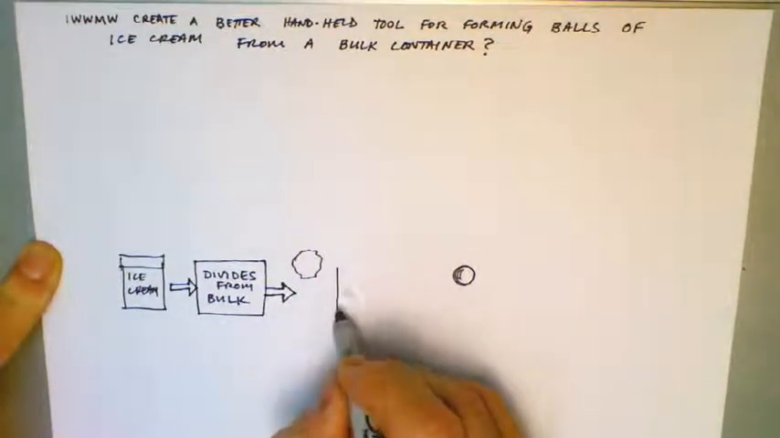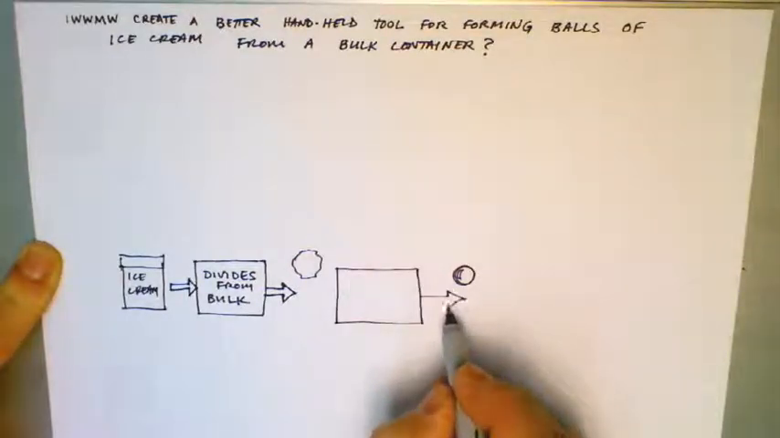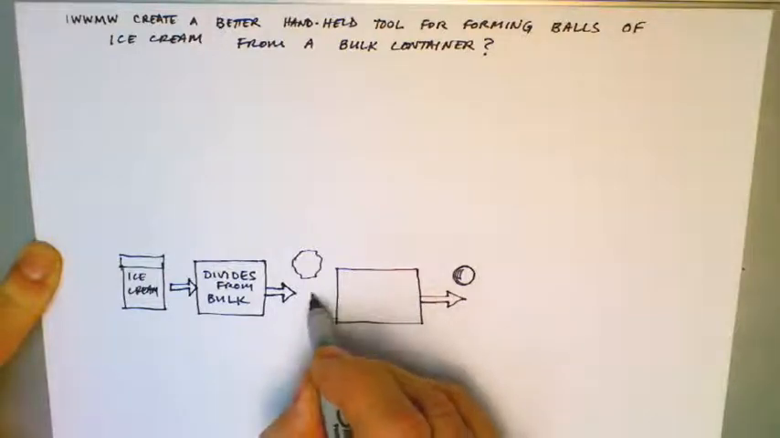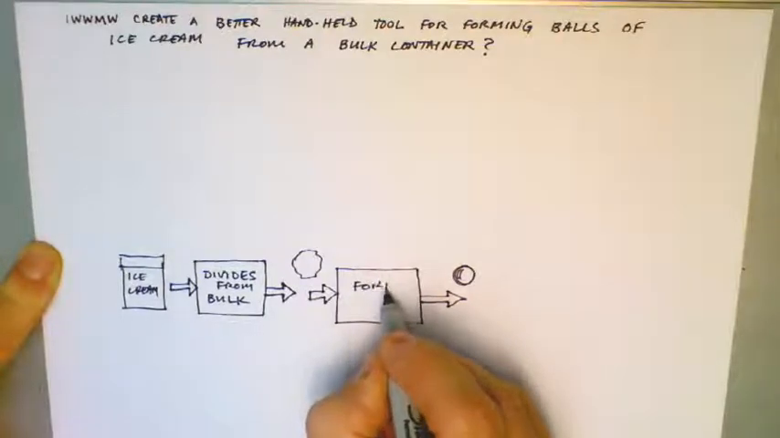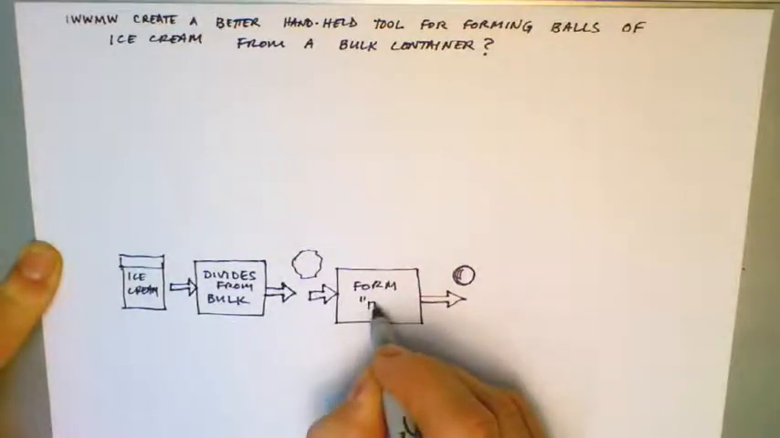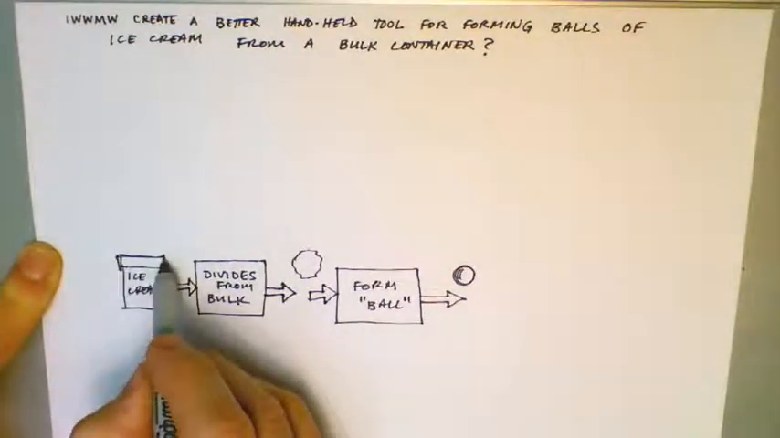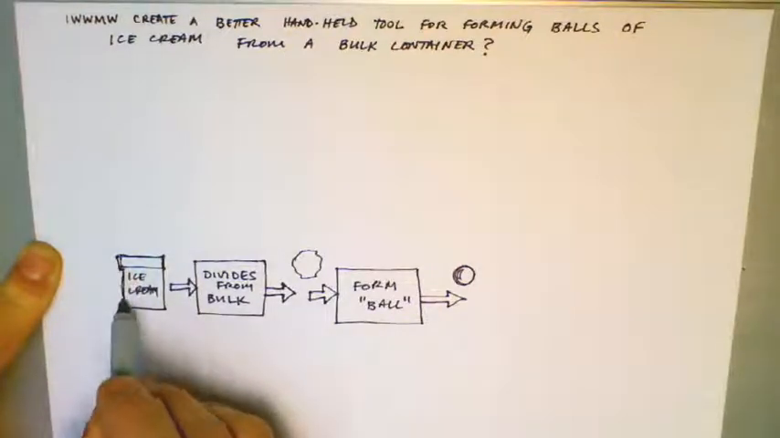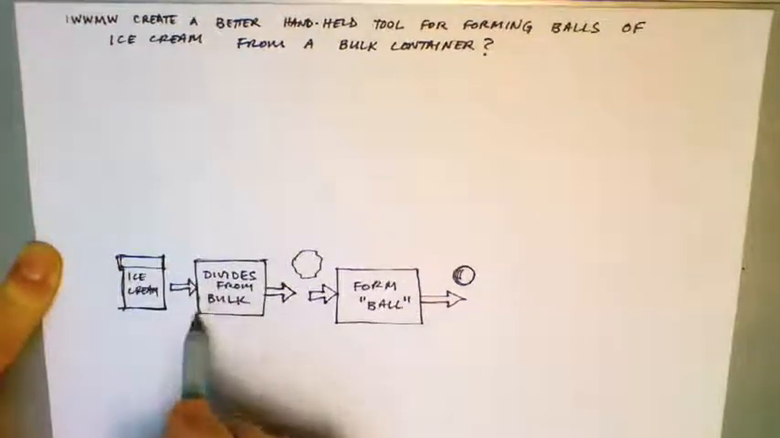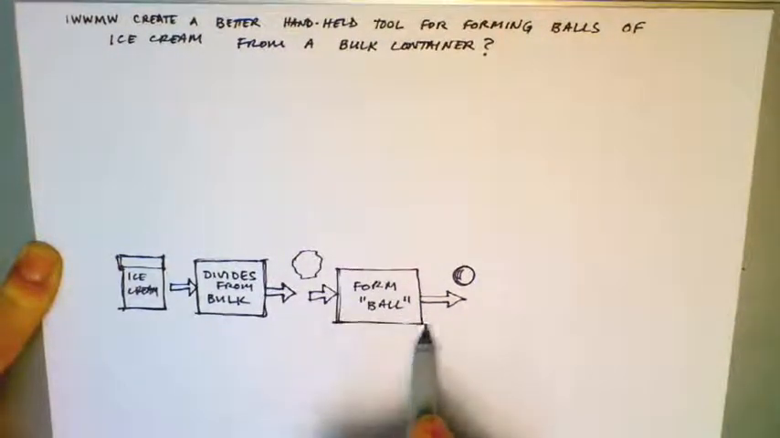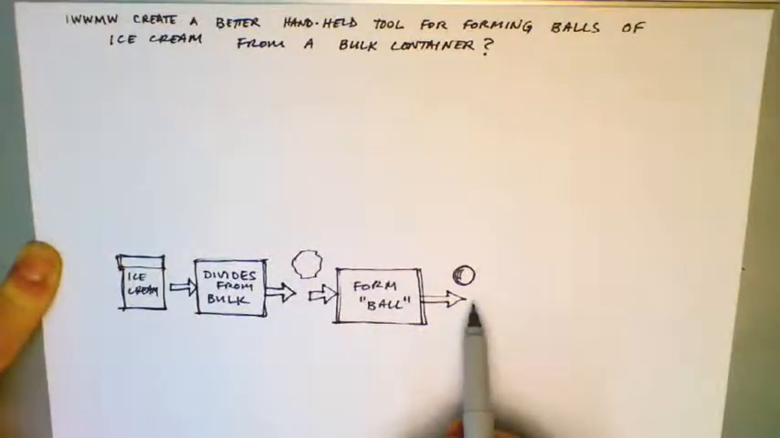And then the second thing you might imagine an ice cream scoop doing is forming a ball. And so the flow of materials in this case can be thought of as two steps: dividing from bulk and forming a ball. And in terms of flow of material, that's what an ice cream scoop does.